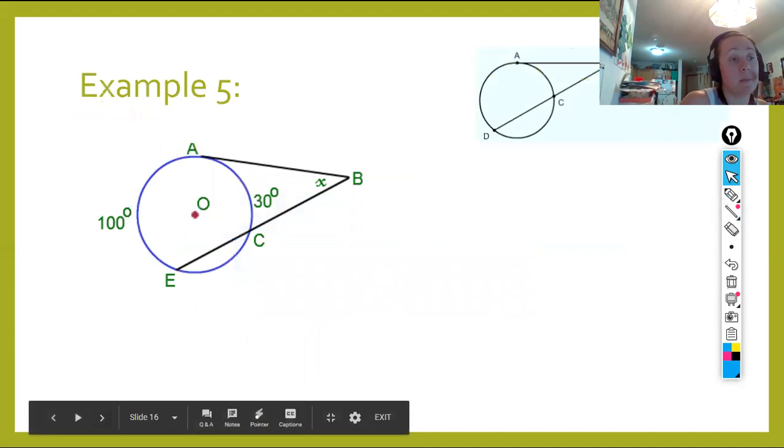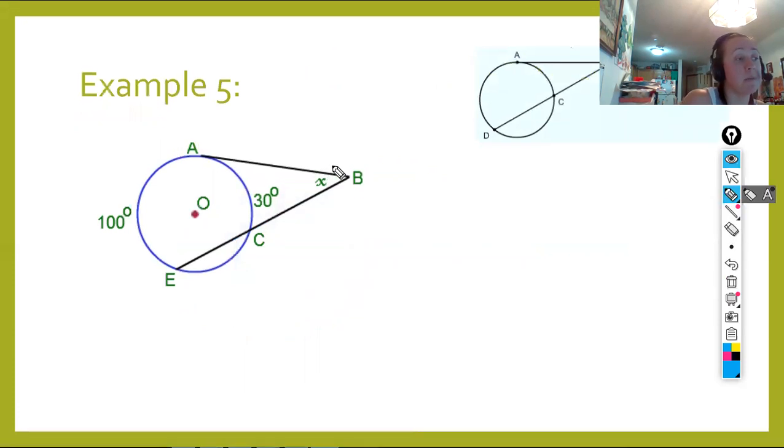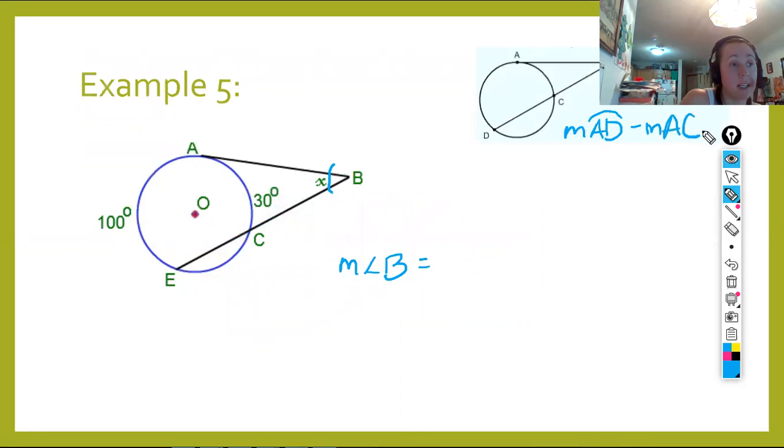So in this example, we want to find the measure of angle B. So in order to do that, I'm going to say the measure of angle B, or you could say x, equals, whatever. Instead of multiplying by half, I like to divide by 2. So another way to write this relationship is the measure of AD minus the measure of AC, and then divide everything by 2. That's what I like to do.